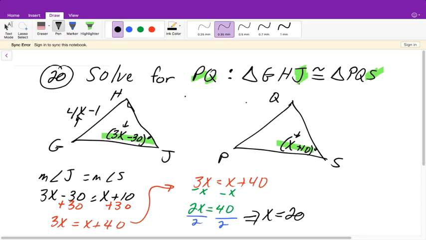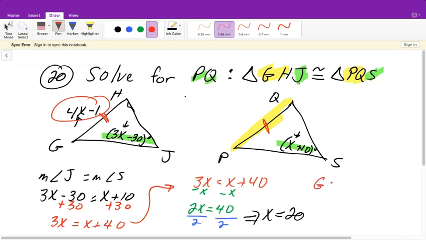All right, but when I'm solving for PQ, I notice that there's nothing written here. So let me look and see, what does PQ correspond with? PQ is the first two letters and GH is the first two letters. So that means that PQ and GH are equal. These are equal to each other. So I see I have a 4x minus 1. So if I can solve for GH, I can solve for PQ.